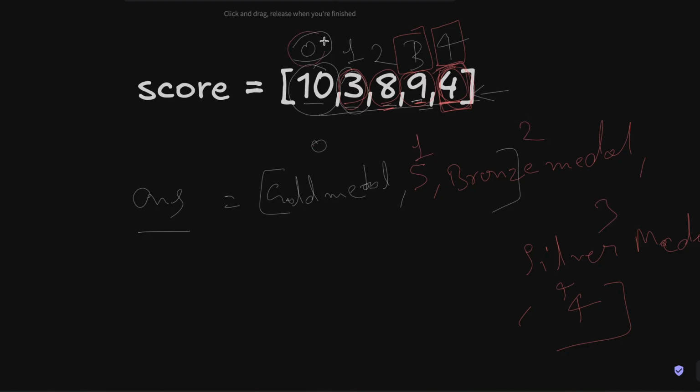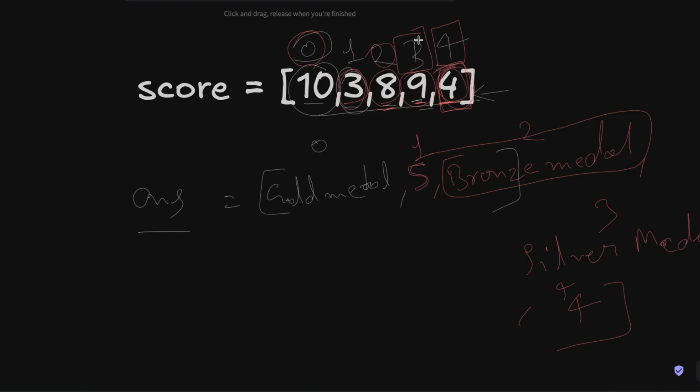So the 0th athlete had a maximum score, so it is going to get gold medal. The first athlete was actually the fifth person or the fifth ranked person. So we have written 5 here. Similarly, the second athlete here was having 8 as a score, which is the third highest actually. So we will write bronze for this person. Its rank is bronze.